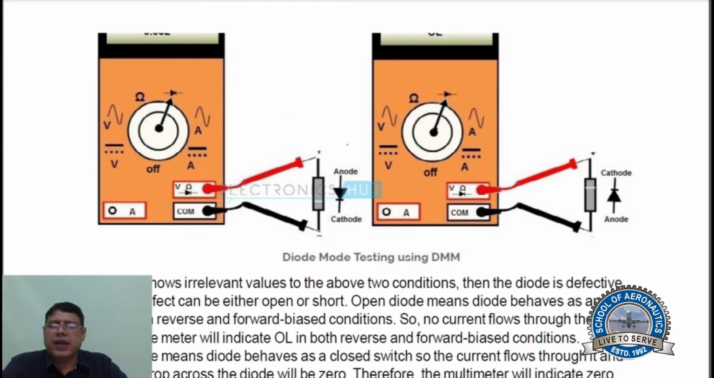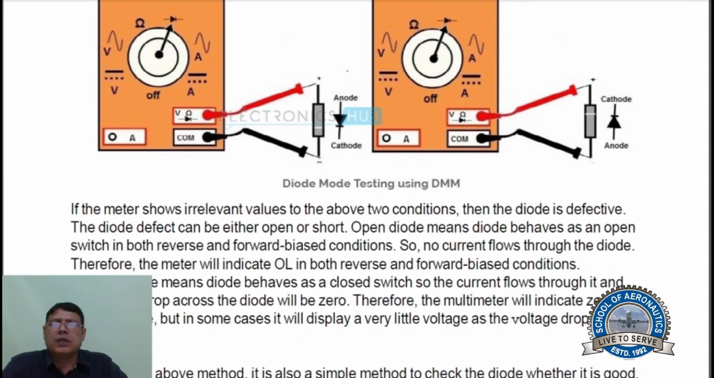The diode defect can be either open or short. Open diode means the diode behaves as an open switch in both reverse and forward bias conditions, so no current flows through the diode. Therefore, the meter will indicate OL or 1 in both reverse and forward bias conditions. Short diode means it is shorted and behaves as a closed switch, so current flows through it and the voltage drop across the diode will be 0. Therefore, the multimeter will indicate 0 voltage value. But in some cases, it will display a very small voltage as the voltage drop across the diode.